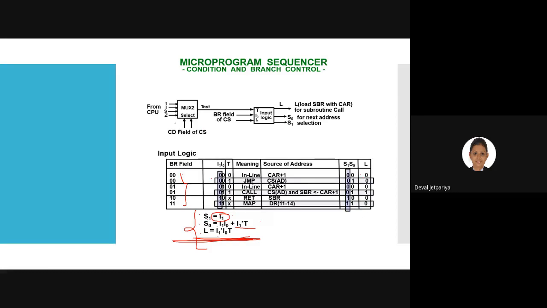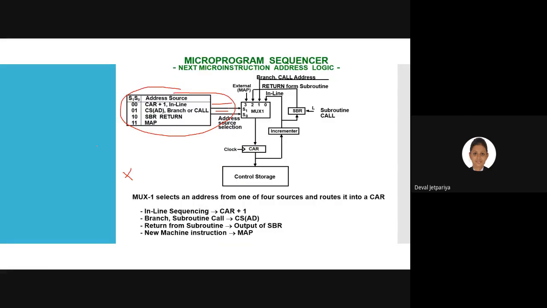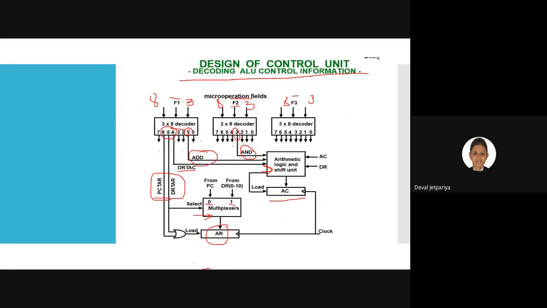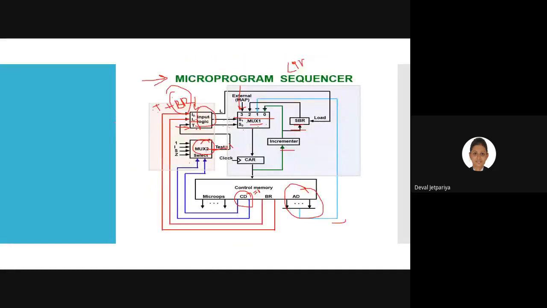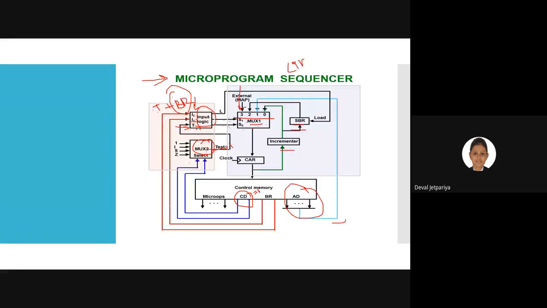Okay, so if it is simply a microprogram sequencer diagram, then you need to draw this diagram, and in case of a detailed explanation you need to explain this figure as well as this input line. So just verify this diagram one more time.